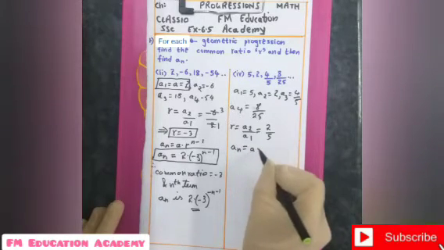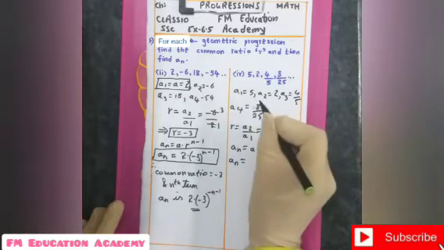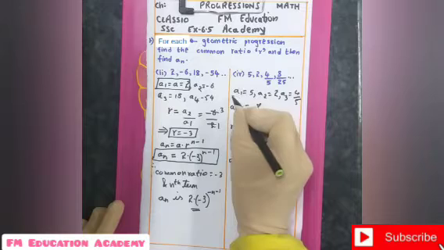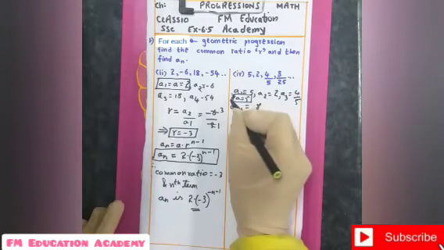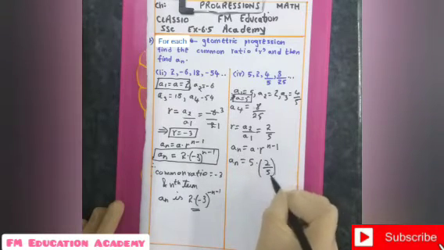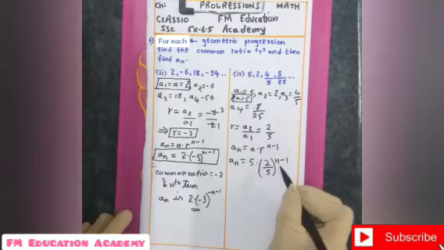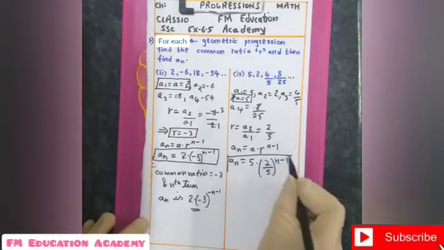An is equal to A into R power n minus 1. Same formula. An is equal to, substitute A1, which is nothing but A. So, A is 5, which is always the first term. So, 5 into R. What is R? 2 by 5 power n minus 1. Right. This is my nth term. I'll stop here.